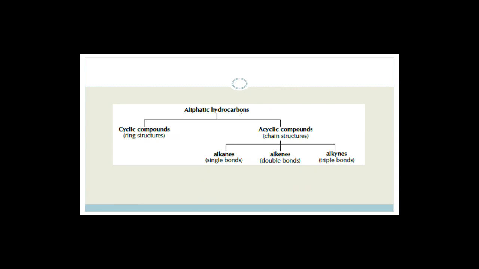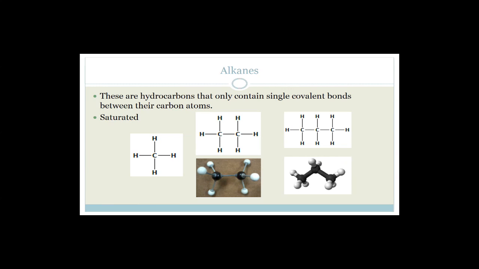And we're just talking about hydrocarbons now, and the hydrocarbon chain structures can be broken up into alkanes, alkenes, and alkynes. Alkanes, alkenes, alkynes. And these are the functional groups. Alkanes have a single bond between carbons, alkenes have a double bond between carbons, and alkynes have triple bonds between carbons. So let's talk about each of these now.